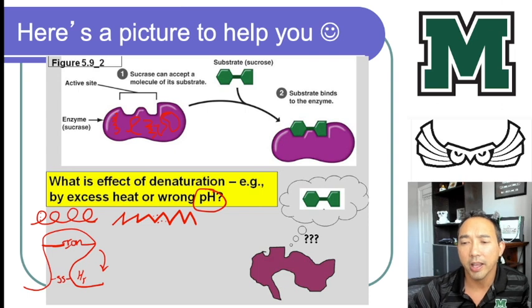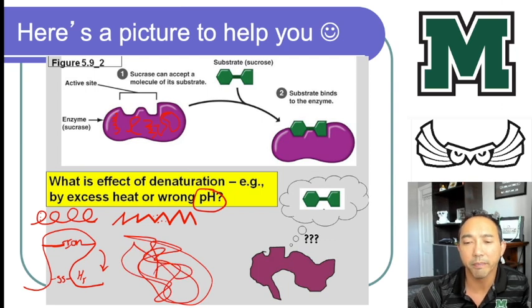And remember, the quaternary is just everything all together. But it will begin to break these small weak interactions. So you have an ion bond, which is plus and minus. That's weaker than a covalent bond, right? It's really, really hard to break a covalent bond.